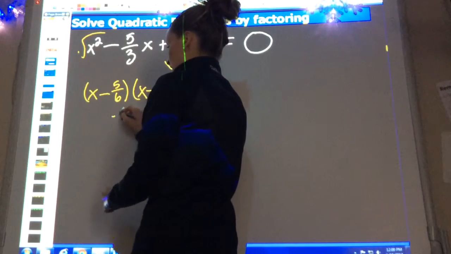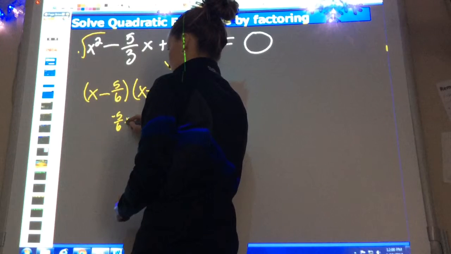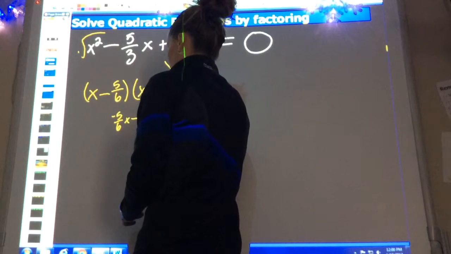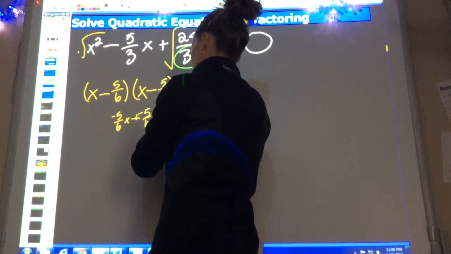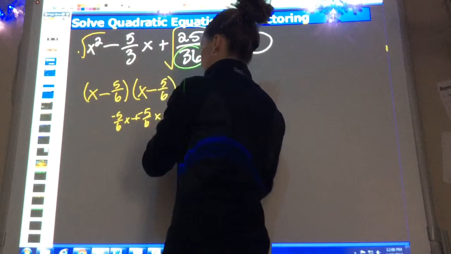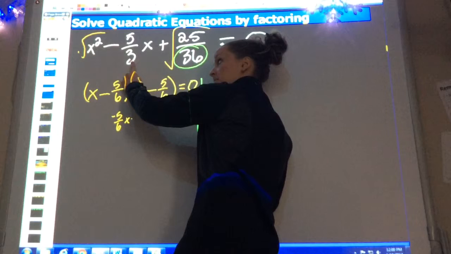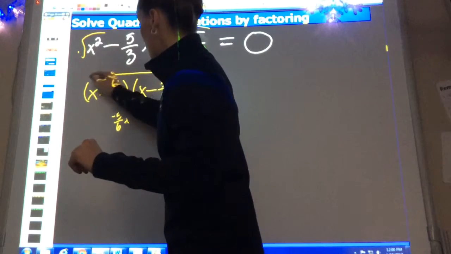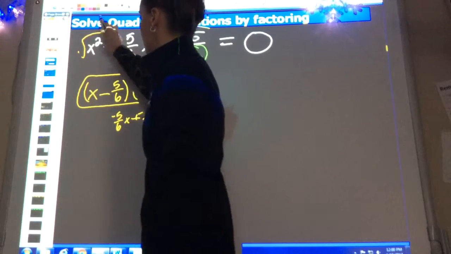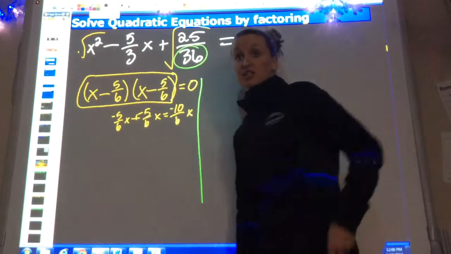Well, negative 5/6x minus 5/6x would be negative 10/6x. Does that give you the same middle term? Yes, it does. So then, someone who hasn't helped me yet on this problem, what's our next step?